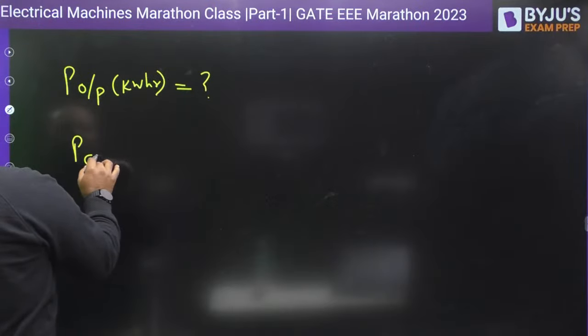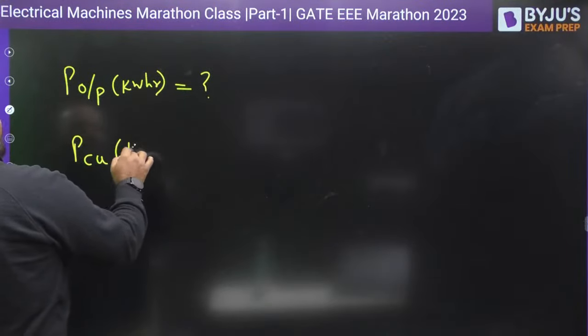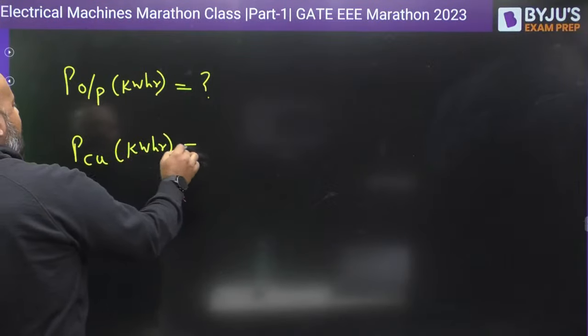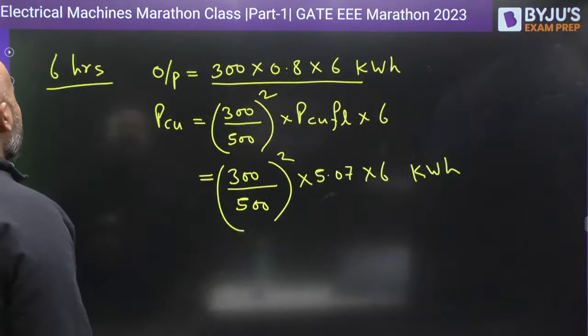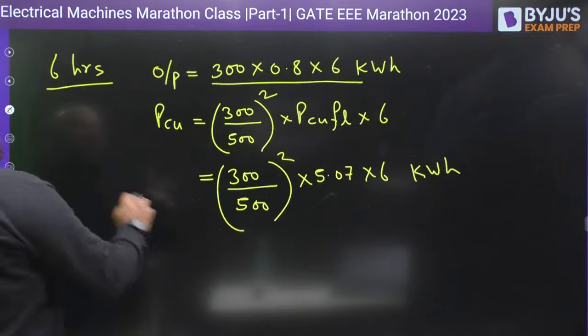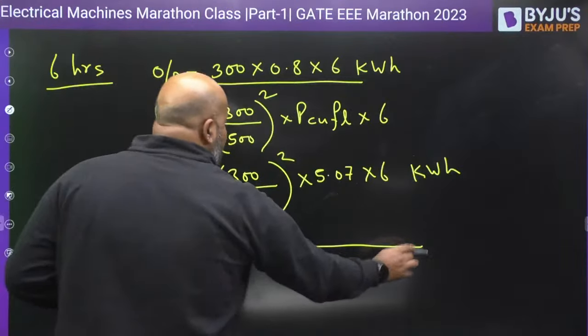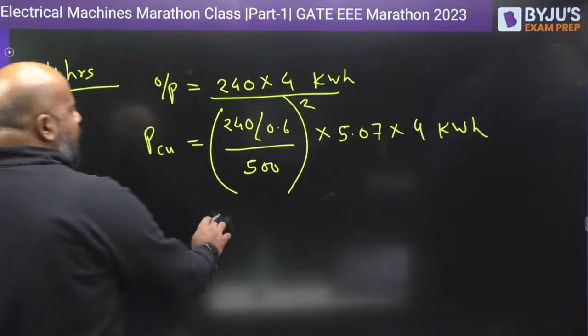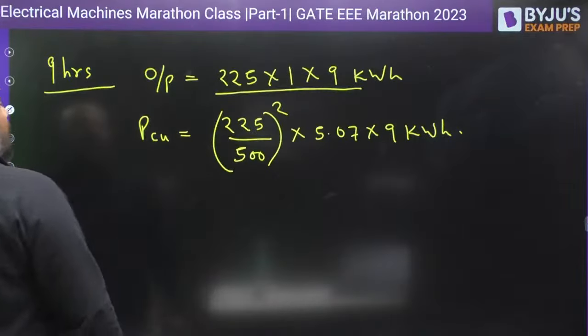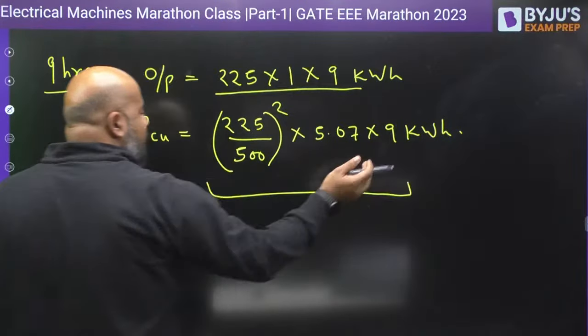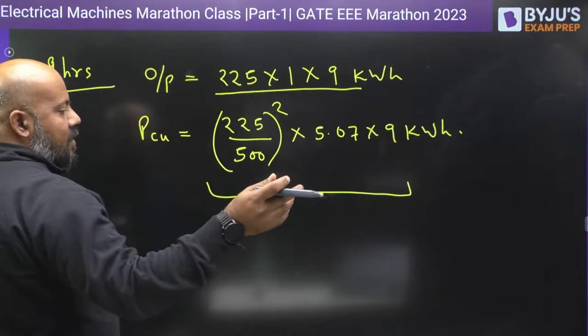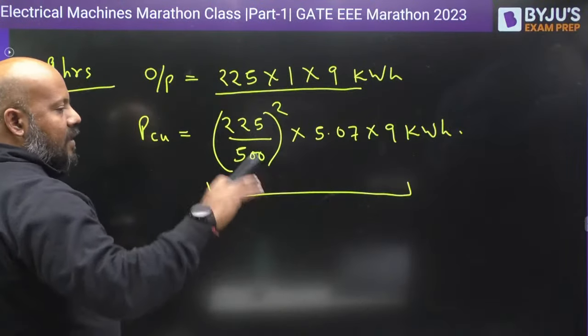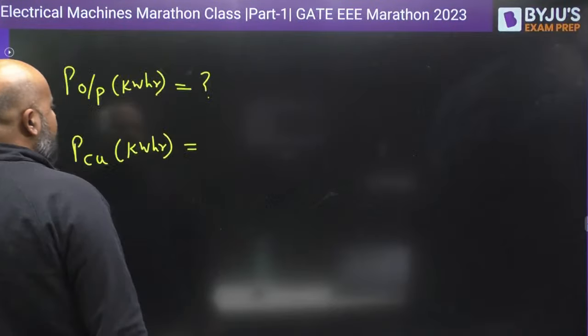What is the total copper losses in terms of kilowatt hour? Understand again. For 6 hours, you have to add this. For 4 hours, you have to add this. For 9 hours, you have to add this. 5 hours you will not include because core losses will happen during no load, but copper losses will not happen. So you can find this also.